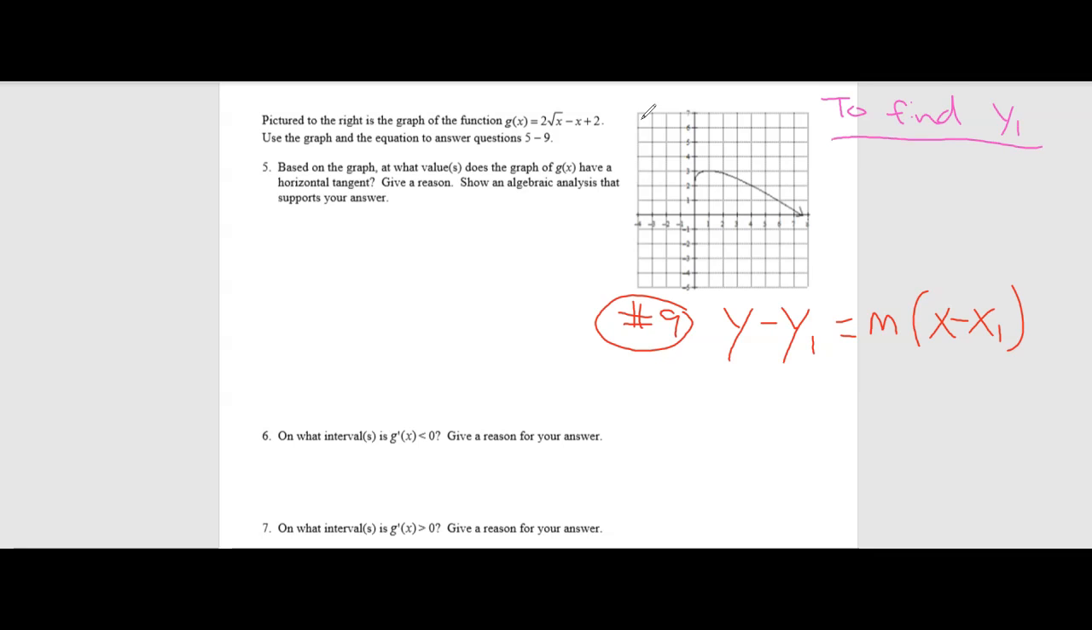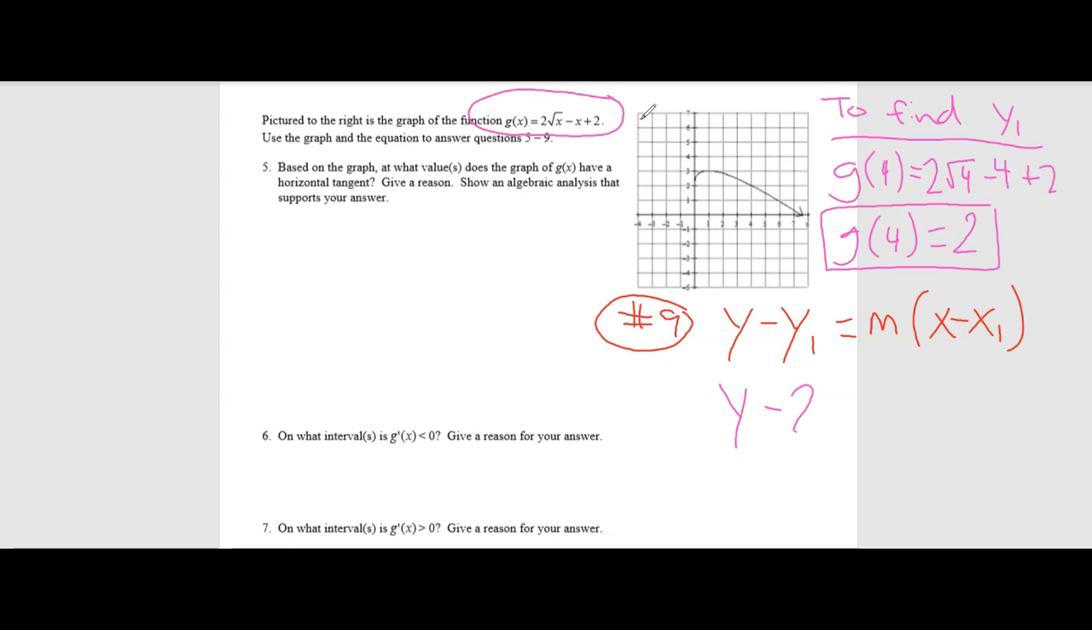well, we're given our original function, and if we know the x value, we should just substitute in to find the y value. So g of 4 is equal to 2 times the square root of 4 minus 4 plus 2. That means g of 4 is equal to 2. So I've got y minus 2 is equal to some slope times the quantity x minus 4.